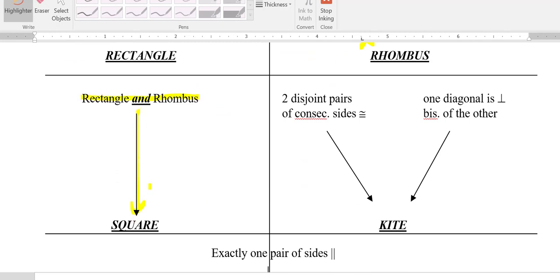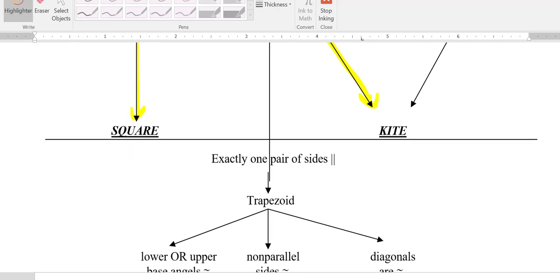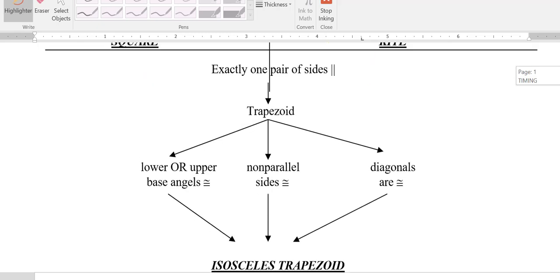That'll give you a square, so I'll have to prove both that it's a rectangle within the proof and that it's a rhombus. Two disjoint pairs of consecutive sides congruent, that's the definition of a kite. So all of these have at least one pathway, if you know the definitions. Exactly one pair of sides parallel is a trapezoid. If you know the definitions from the previous sections 7.1 and 7.2, then you should know one of the pathways here.